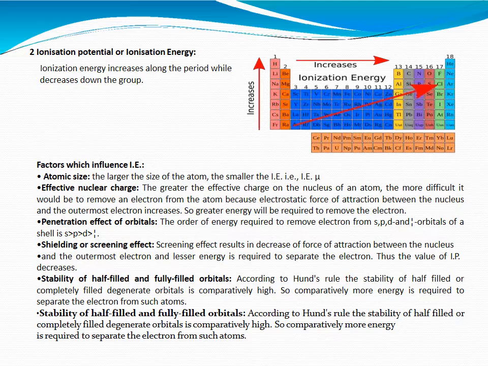Effective nuclear charge: the greater the effective charge on the nucleus of an atom, the more difficult it is to remove an electron from the atom, because the electrostatic force of attraction between the nucleus and the outermost electron increases. So greater energy will be required to remove the electron. Penetration effect of orbital: the order of energy required to remove an electron from s, p and d orbitals of a shell is s greater than p, and p greater than d.